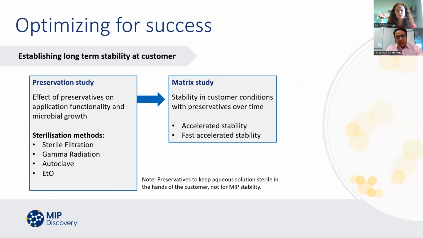The most important thing for our success is, like Francesco did mention, the robustness and the stability of MIPS. And this is what we are trying to achieve through our trials of stability. So we look into three aspects. One is a preservation study of MIPS. Second is the sterilization stability.